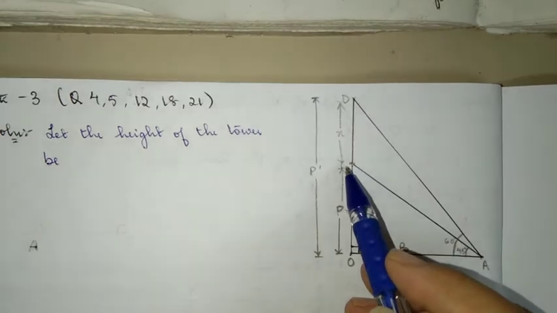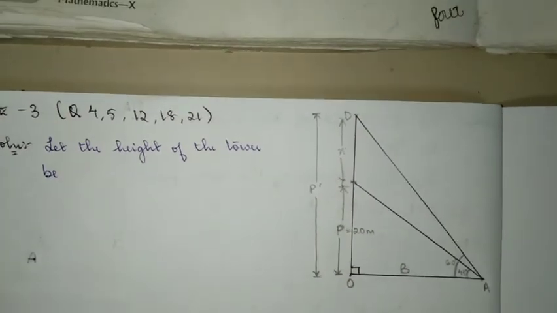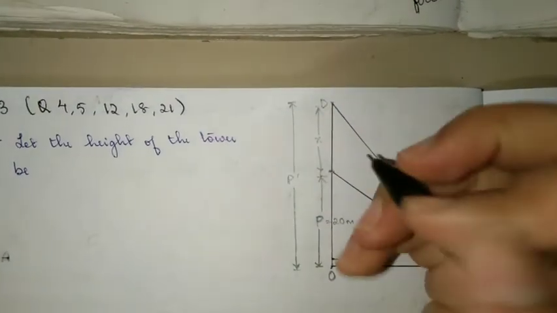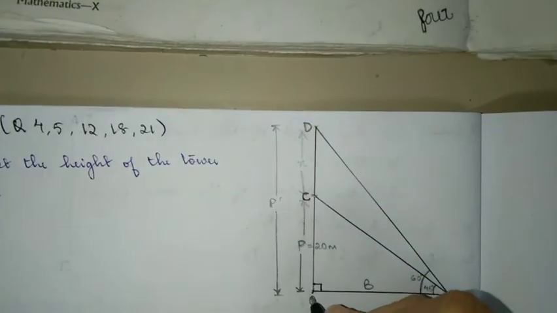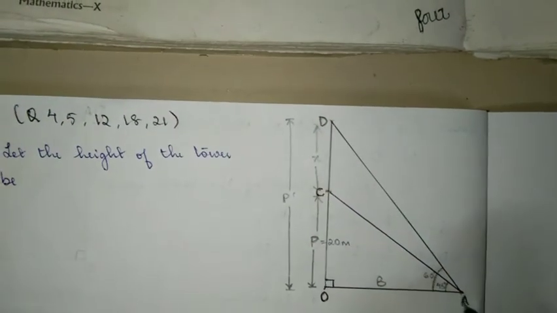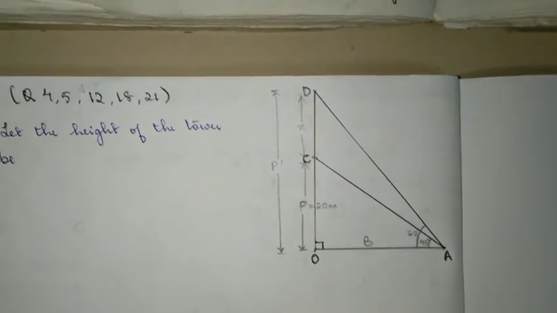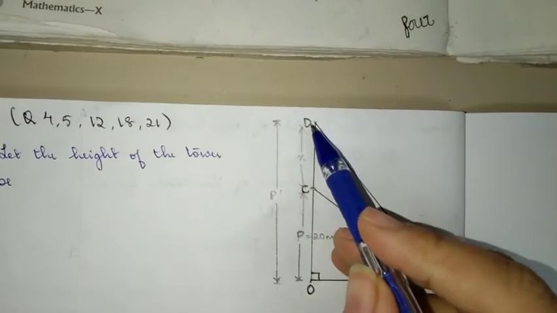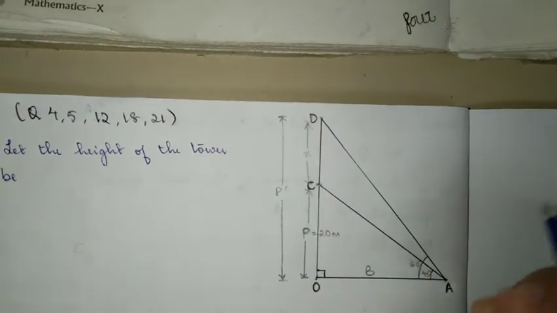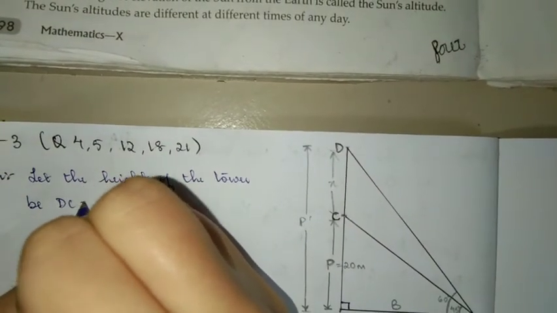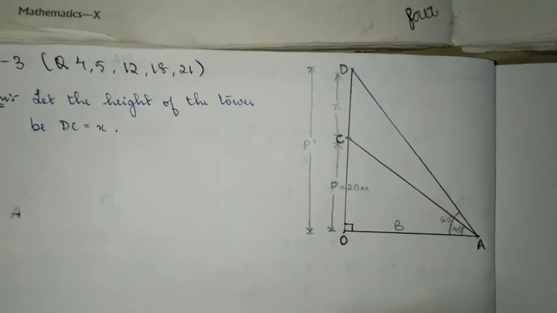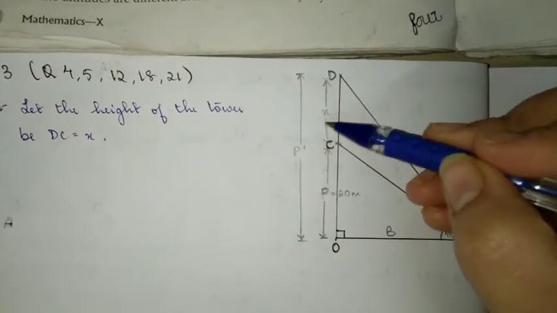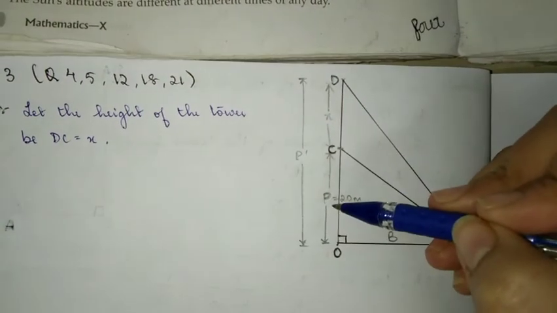Now we know that p dash, the perpendicular is height of the building plus height of the tower, right? Just keep that in mind, okay. So let's say let the height of the tower be dc, let the height of the tower be dc, which is equal to x.